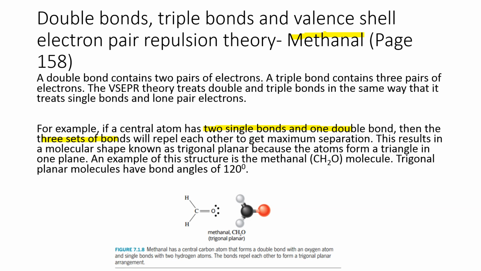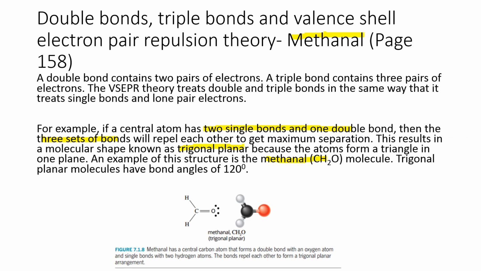This results in a molecular shape known as trigonal planar because the atoms form a triangle in one plane. An example of this structure is methanol. So the point here, methanol has a single bond and a double bond. You have to be very clear. A single bond represents 1 electron being shared from each atom. A double bond represents 2 electrons being shared from each atom.